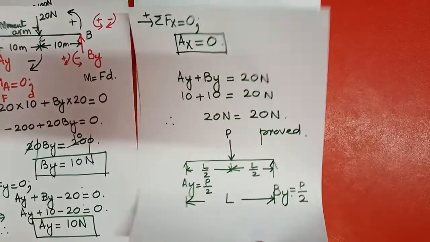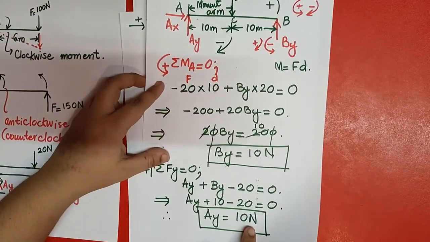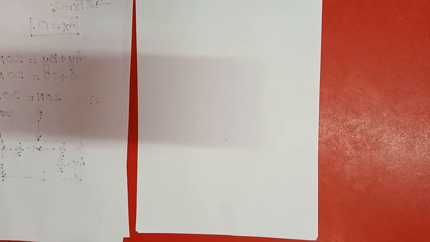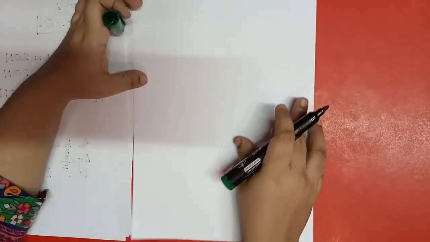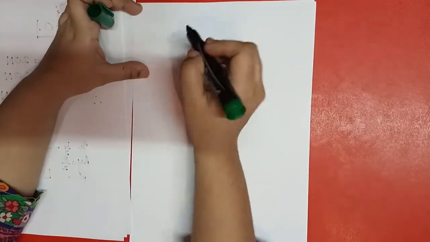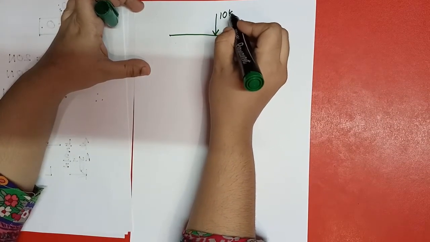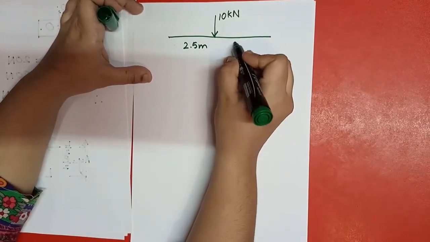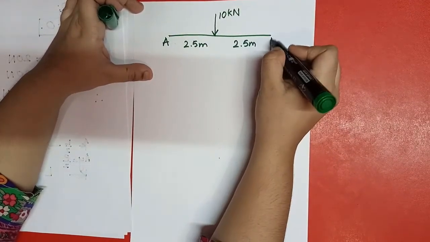By applying equilibrium conditions, for example, sum of all the moments is equal to 0. Now I am moving towards another numerical. For example, I have another question. If you are still having problems with point load, and if it is acting at the center of the beam, for example this is 10 kilonewton, and this is 2.5 meter, and this is also 2.5 meter. This is point A and B.